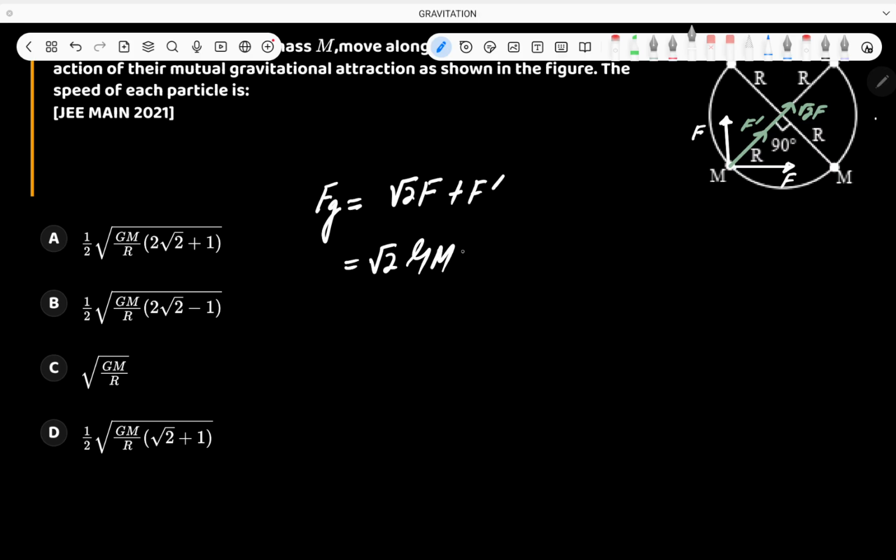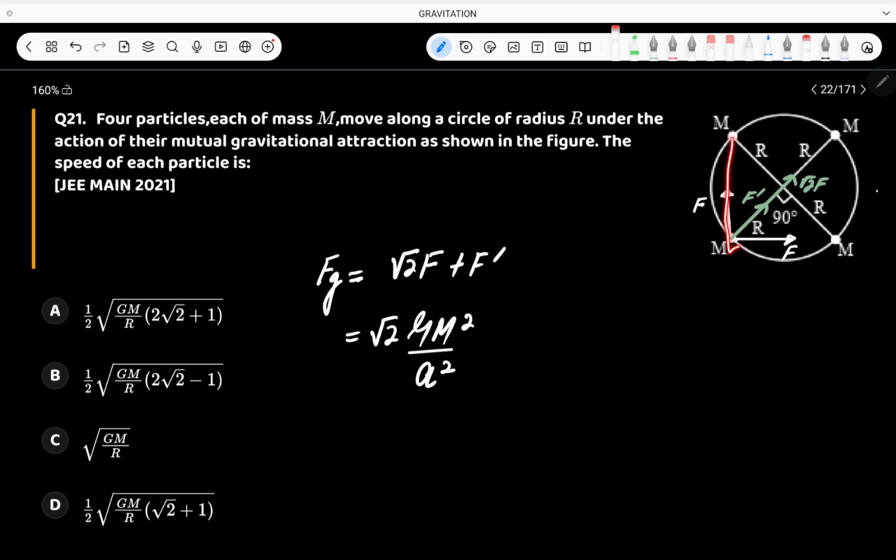It is G capital M, and capital M is capital M square, divided by, let's assume that the side of that square is a, so a square. The square that will be formed here, the side of that square is taken as a. That's what I am saying. Plus F dash is the force on this particle. F dash is the force between these two particles.